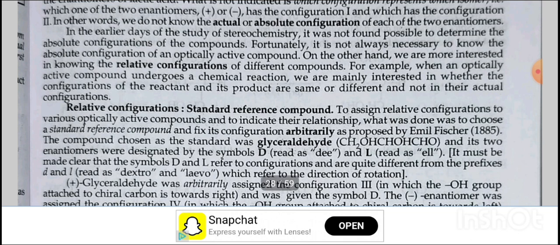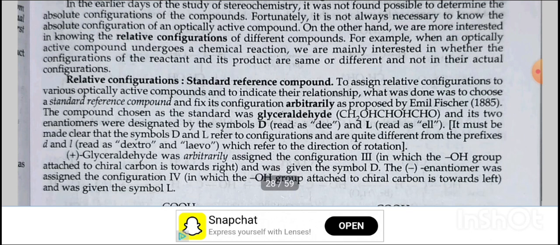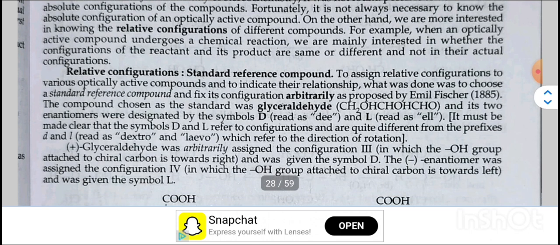configurations of the compounds. Fortunately, it is not always necessary to know the absolute configuration of an optically active compound. On the other hand, we are more interested in knowing the relative configurations of different compounds. For example, when an optically active compound undergoes a chemical reaction, we are mainly interested in whether the configurations of reactants and products are the same or different, and not their actual configurations.